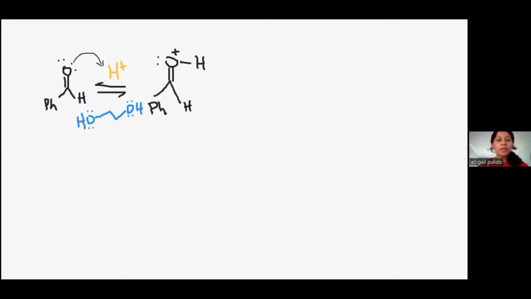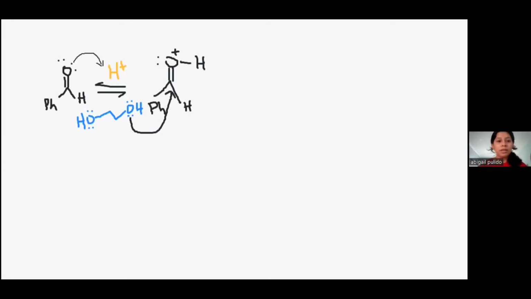Because the oxygen here only has 5 electrons contributing to it, it has a positive charge. However, it's still very highly electronegative, so the carbon that's attached to it will develop a partially positive charge. Because it's partially positive, the lone pairs of electrons on the oxygen of the ethylene glycol will attack it.